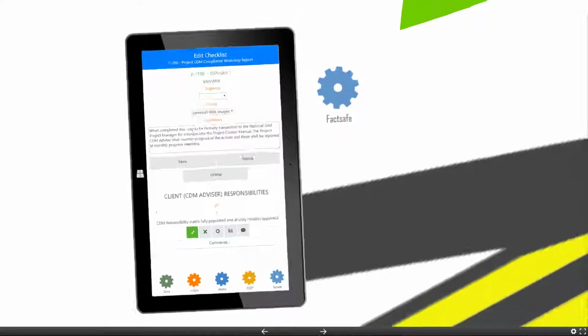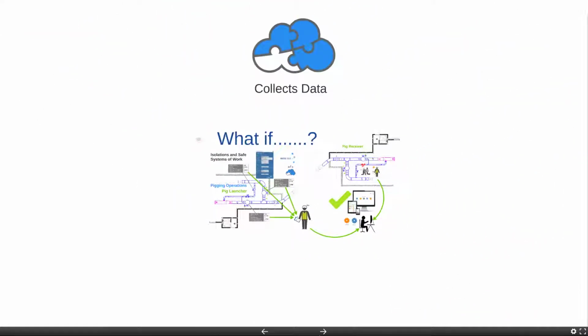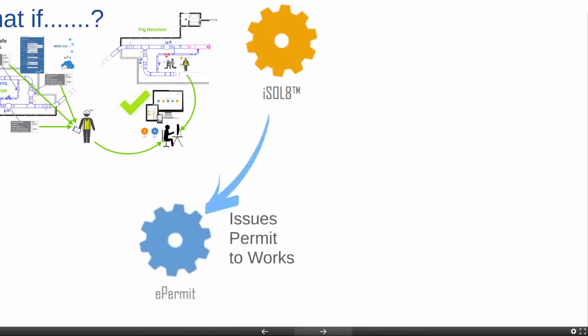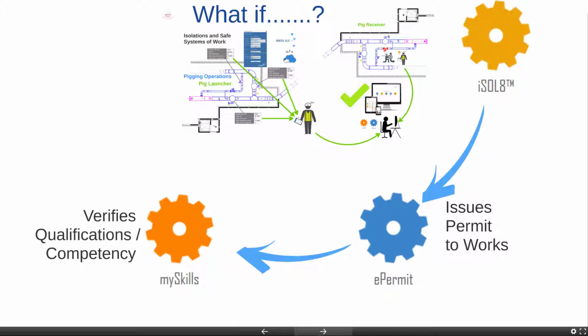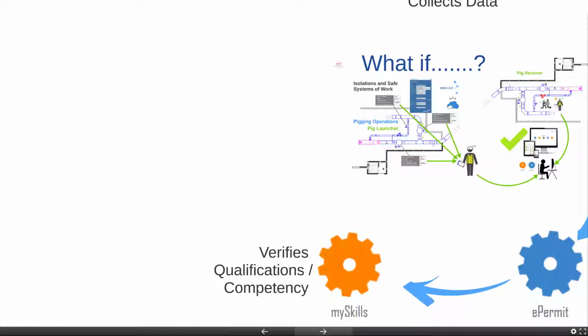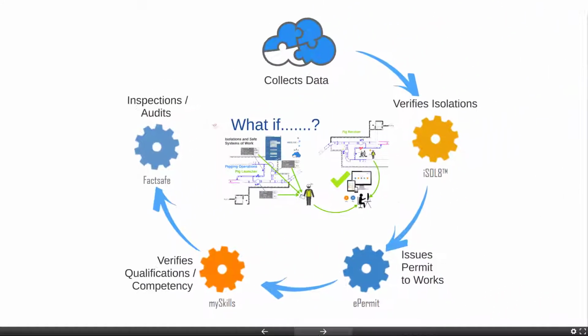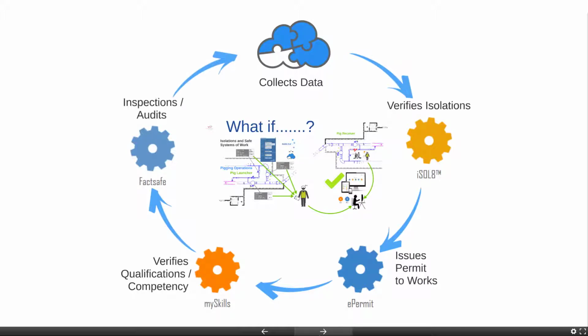It's that simple. All you need to do is use IsoPlan to collect the data and generate the pre-validated isolation plan, then verify the isolations are in place with iSOL8 using the near field communication, which in turn releases the work permit, whilst the system automatically verifies everyone's qualifications as they sign on to the permit, which leaves the permit controller and the authorising engineers free to check that everything's gone smoothly, allowing them to close out the permit and return the isolations to their normal state.